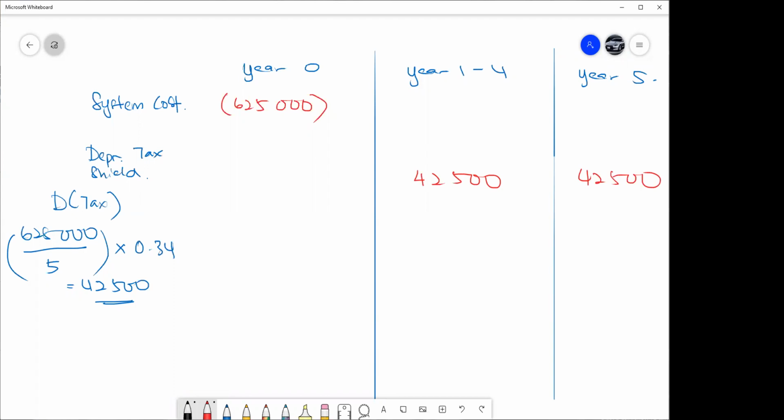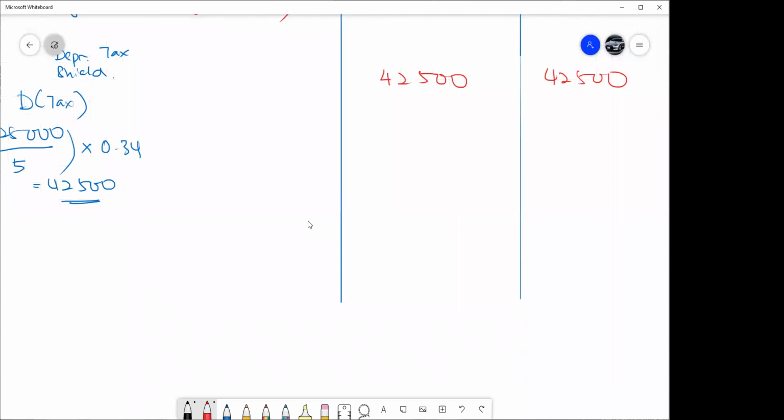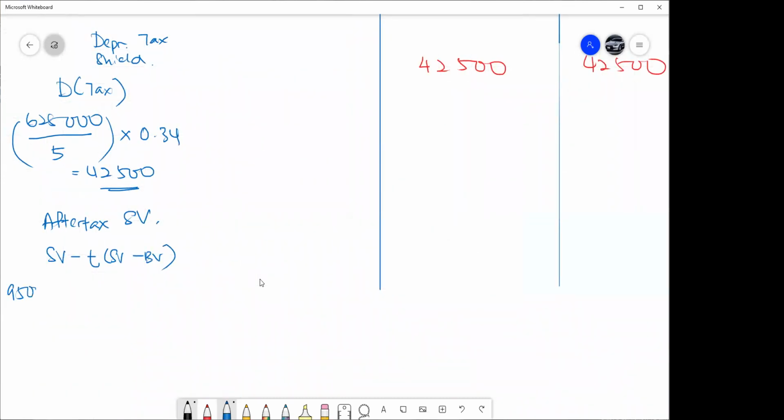Moving on to the next thing, the salvage value. You know there's a salvage value for this, so you need to count the after-tax salvage value. The formula is salvage value minus tax times salvage value minus book value. They tell you in the question the salvage value could be sold at $95,000. The tax is 0.34. Salvage value is still $95,000, but book value at year 5 is already depreciated to 0, so there's no more book value. This is how you count. This will give you 62,700, which you get in the final year.